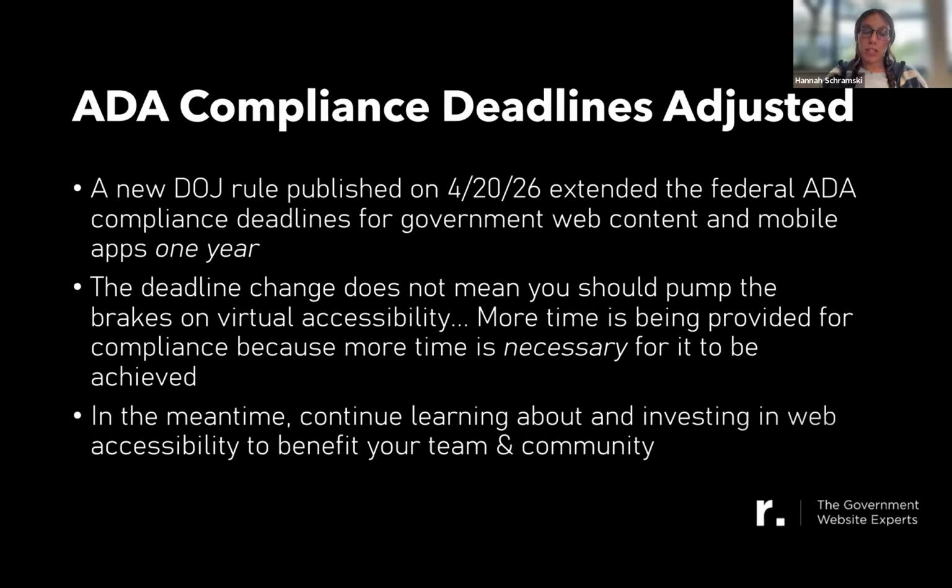So if the population of your entity is greater than 50,000, you have until 2027, about a year from now, April 2027. And if your population is less than 50,000, you have until April 2028. So everyone got an extra year for their ADA compliance deadlines.